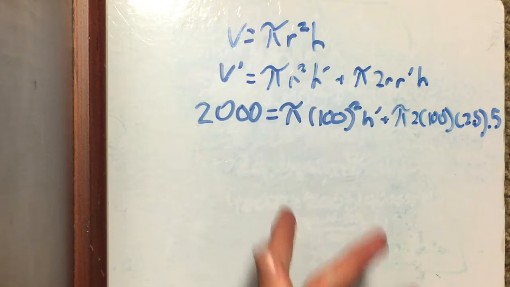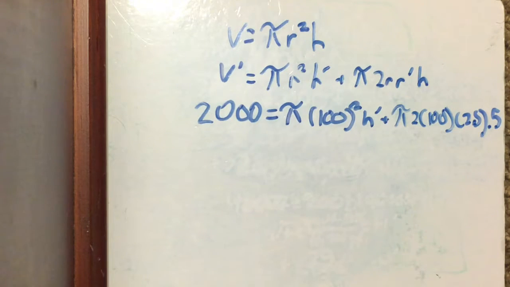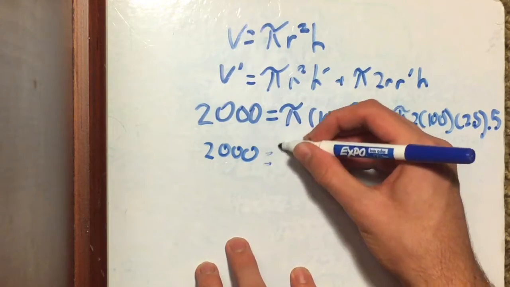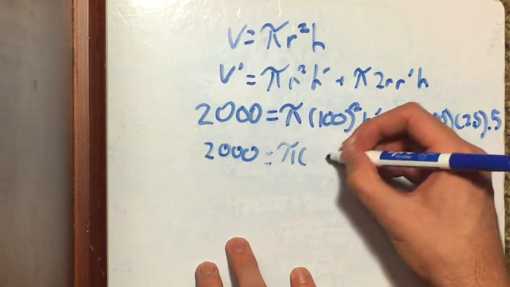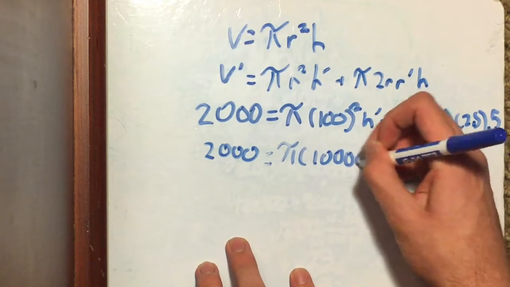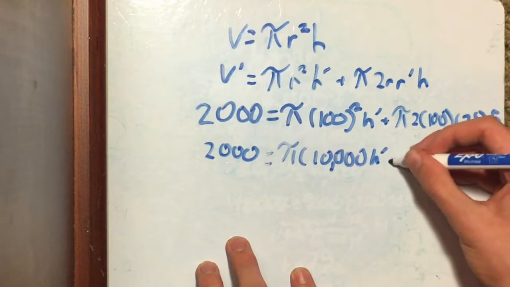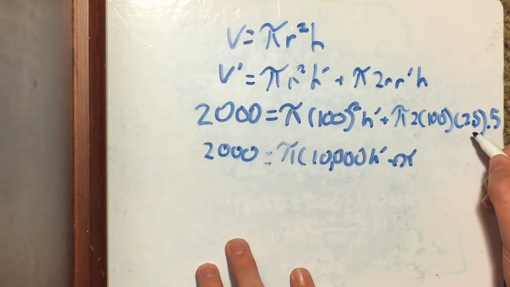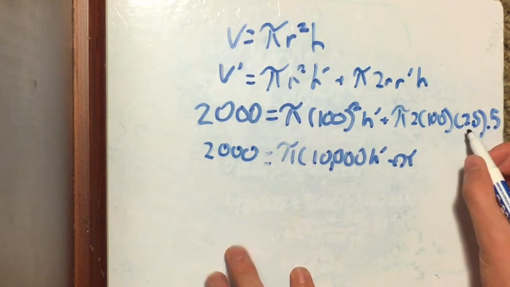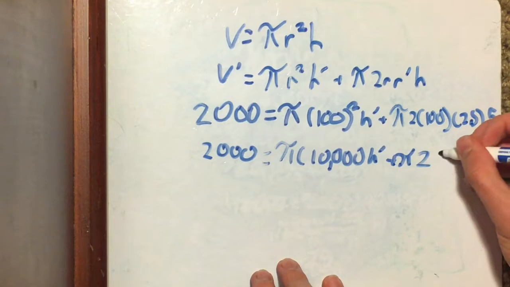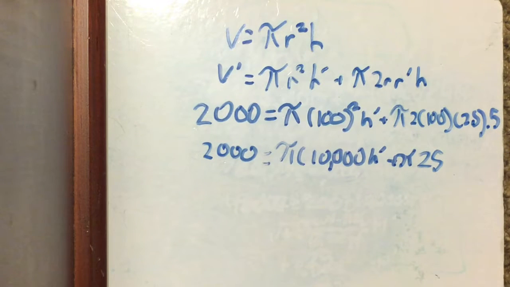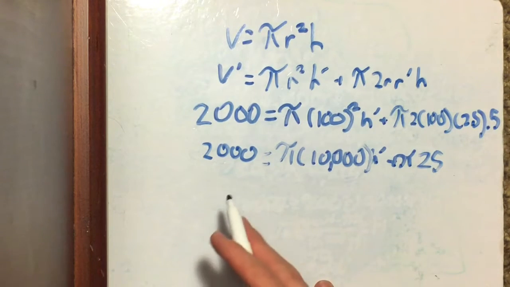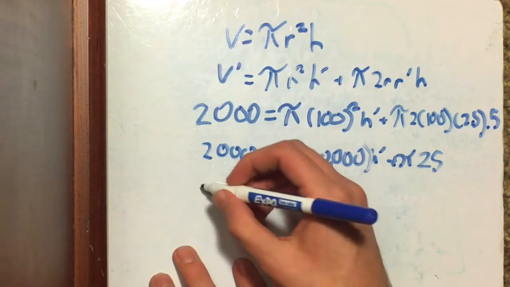So now we can solve all of this ugly mess, and we get 2,000 equals pi times 10,000 h prime plus pi, and then 0.5, that cancels out. 0.5 times 2, that cancels out, and then 2.5, so that's 25, or 25 pi. You could write it like that. That's probably the way that you're supposed to write it. And finish off that parenthesis. So, after that, we can continue simplifying.